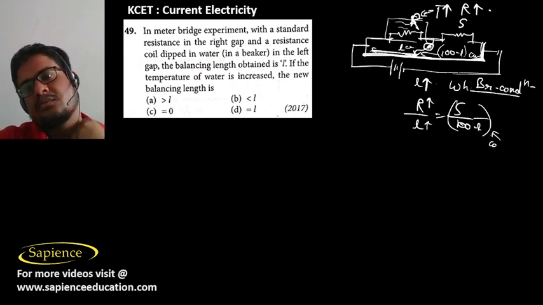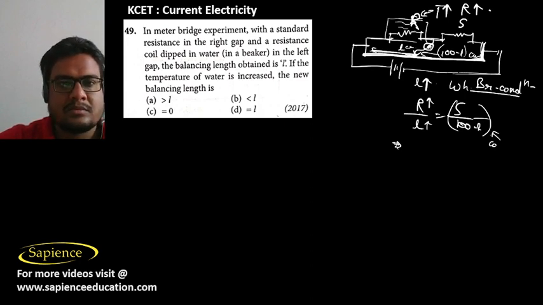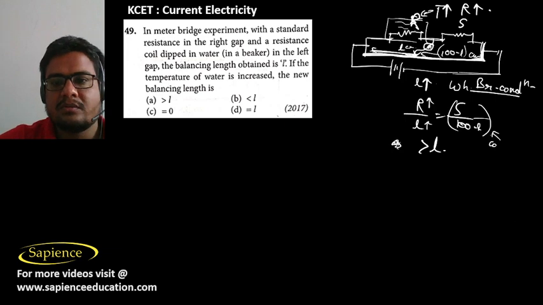Now standard resistance. So it will be greater than L. The new balancing length will be greater than L. Option A is the correct answer.